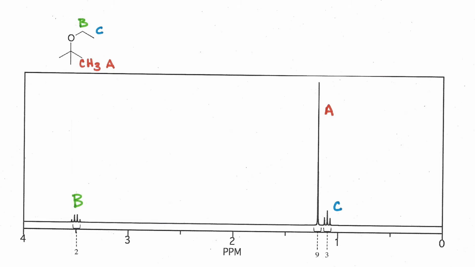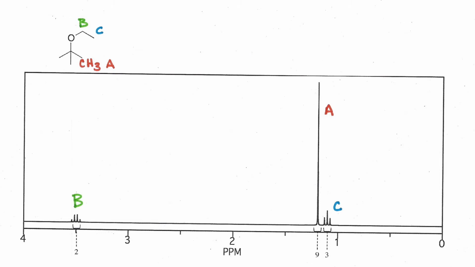When we look at the actual spectrum, for the protons A, we expected this proton to be a singlet that integrates to 9 in the alkyl region. We see a singlet that integrates to 9 in the alkyl region, indicated by the letter A.